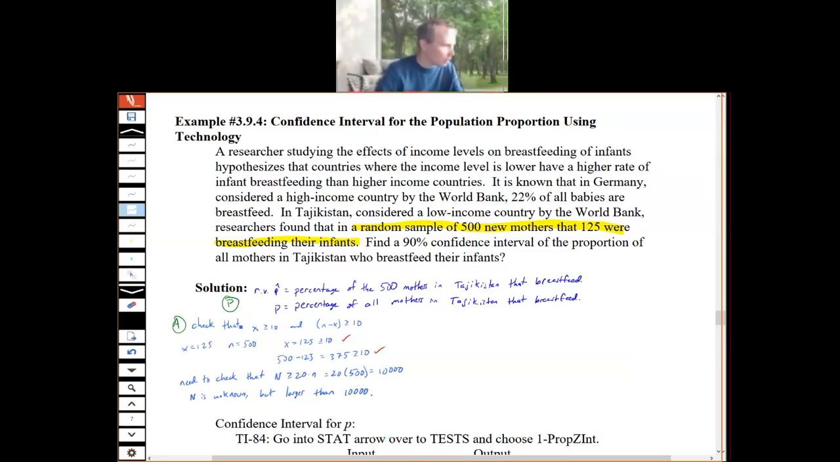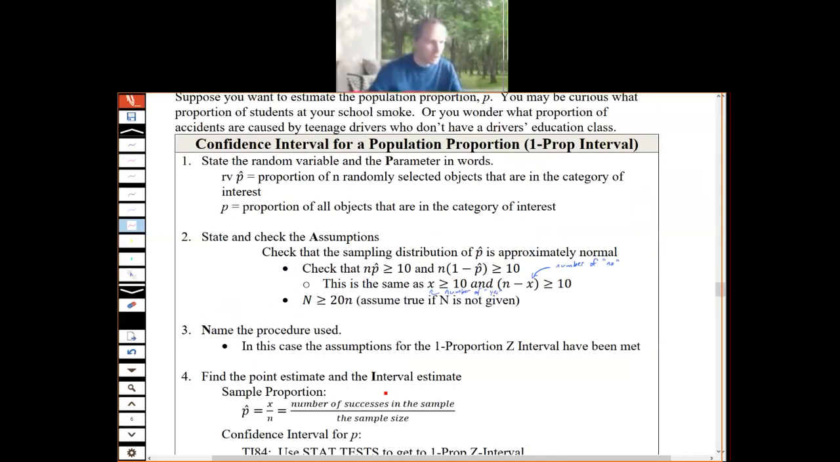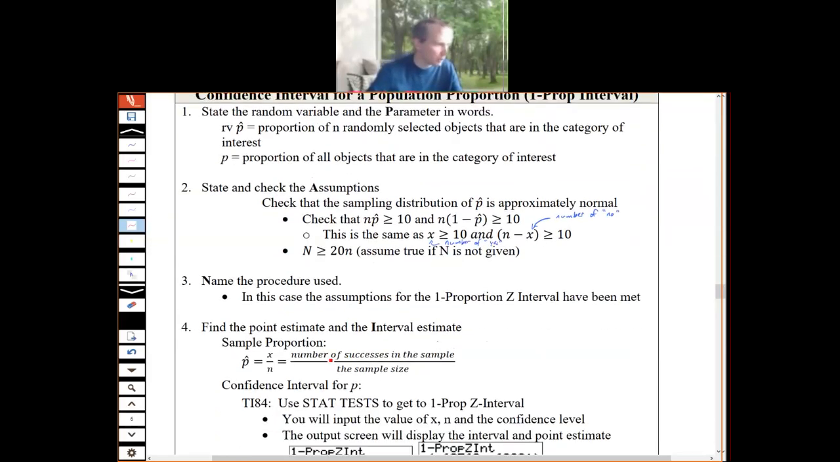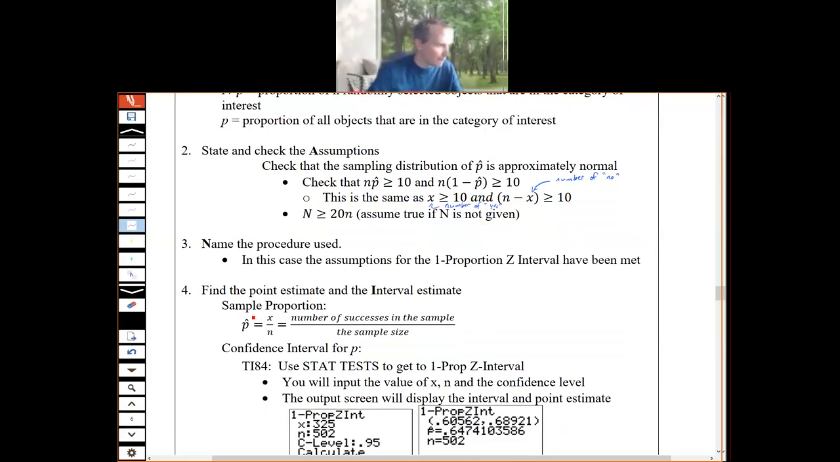Okay, so we say, all right, we get a check there. So now we've checked our assumptions that our sampling distribution of p hat is approximately normal. Now what we're going to do is use our calculator. In particular, I want to use this 1 proportion z interval on my calculator.